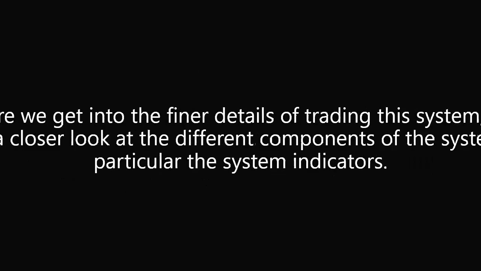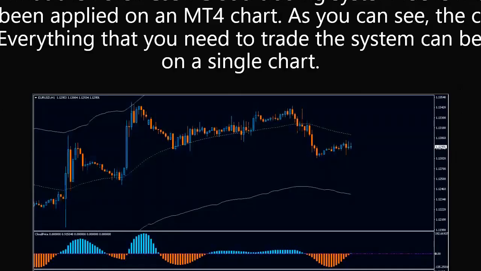Now, before we get into the finer details of trading it, let's have a look at the different components of the system, in particular, the system indicators. So this is what the Cash Cloud trading system looks like once it has been applied on an MT4 chart. As you can see, the chart is clean. Everything you need to trade the system can be found on a single chart. We have the price chart and 2 indicators below.